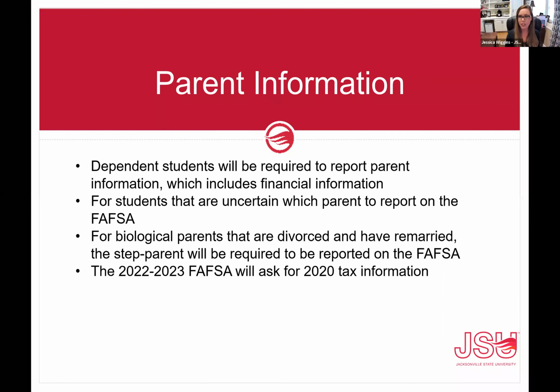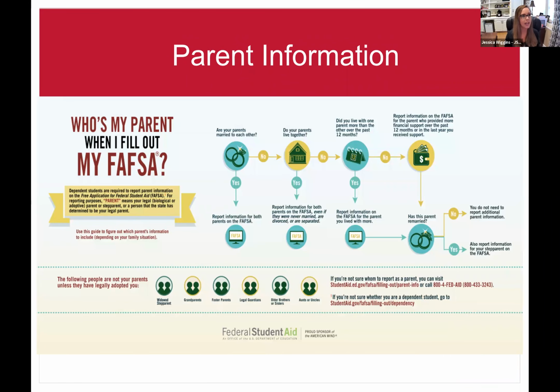So I'm going to transition to the infographic, and it's basically a "Who's my parent on the FAFSA" infographic. This is a really helpful flow chart for a student to figure out who I need to list on the FAFSA. The very first question at the beginning of the flow chart is, are my parents married to each other? If the answer is no, do your parents live together? The answer is no, they do not live together.